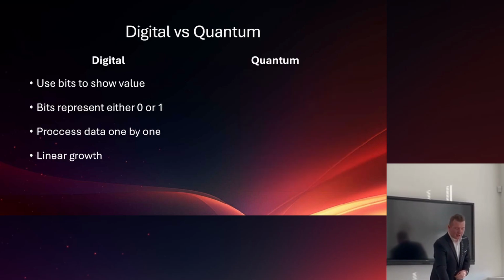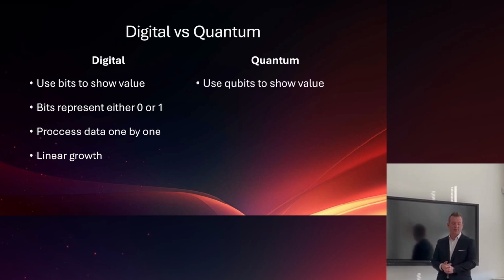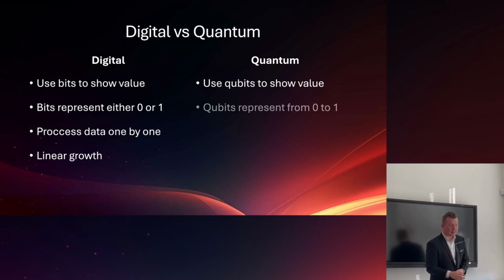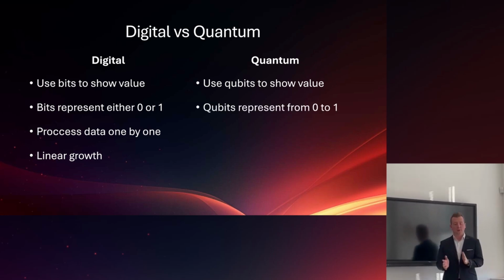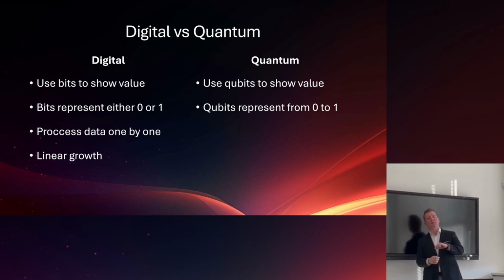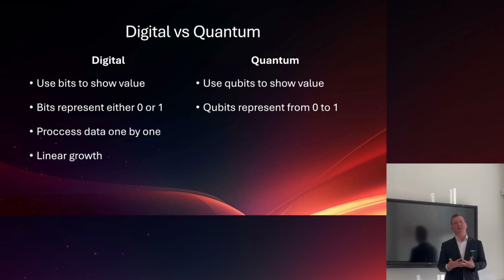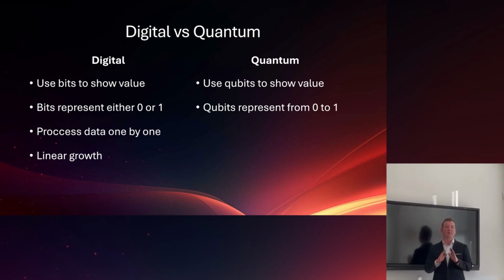So we are going through the digital and quantum differences here. Digital uses bits to show value, and quantum uses qubits to show the value. Next, digital bits represent either 0 or 1, yes or no, true or false. But qubits represent anything between 0 and 1. So you might say that you got some solution, but the solution is 80% correct. You cannot say it's 100% right. It's all about probability.